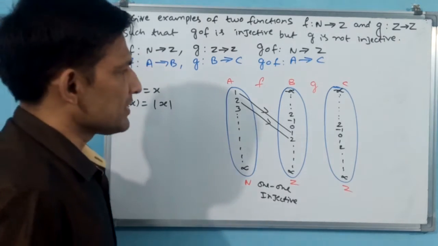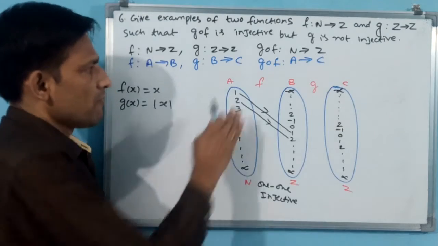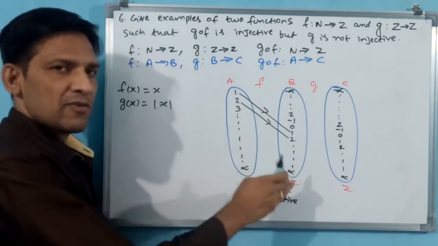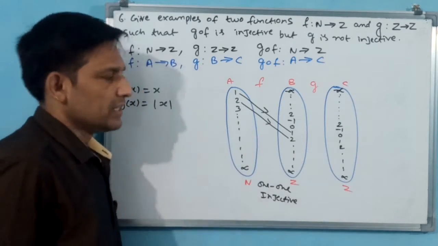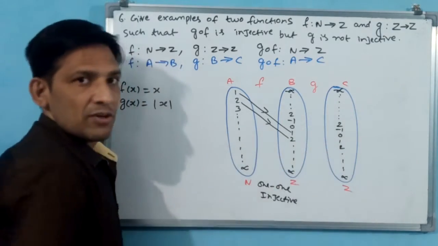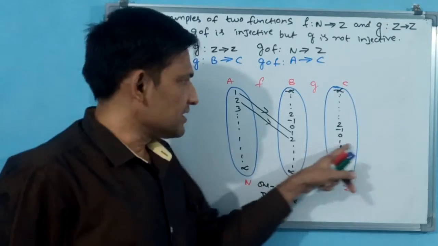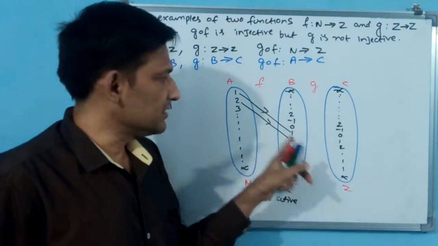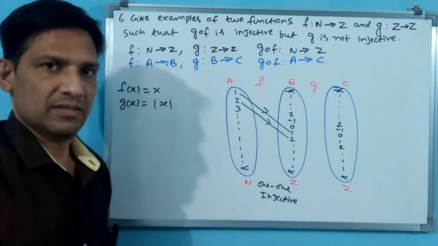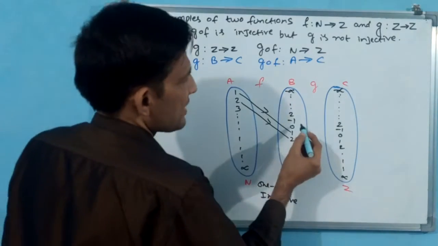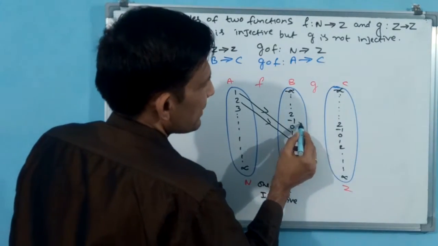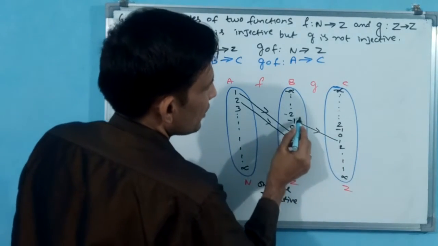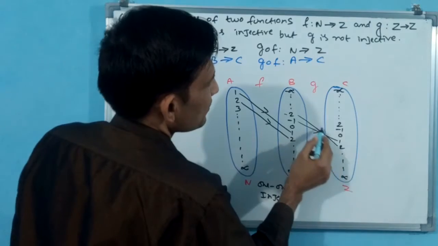See here, for f, B elements are left, not onto, but this is 1, 1. But what about g? For g, not only these connections should go, even these connections also should go, or else this is not going to become function g. See, minus 1, what will happen? It goes to plus 1. Minus 2 goes to connect with plus 2.